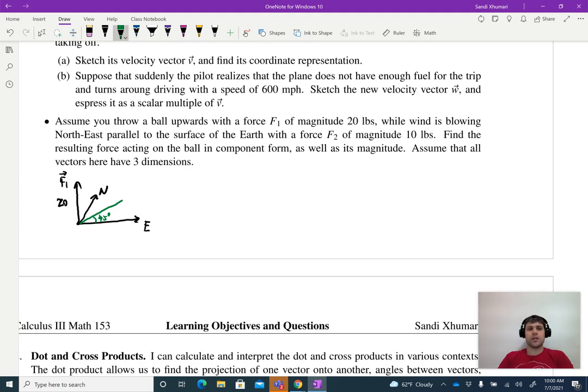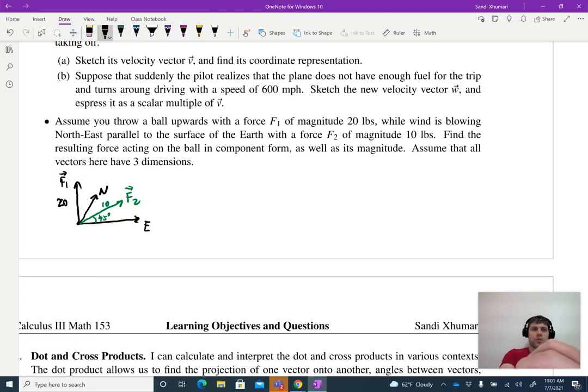Okay, and that's the wind, and it's blowing parallel to the surface of the earth with a force F2 of magnitude 10 pounds. So the length of this arrow is 10. Find the resulting force acting on the ball in component form, as well as its magnitude. Assume that all vectors here have 3 dimensions. Right. Okay.